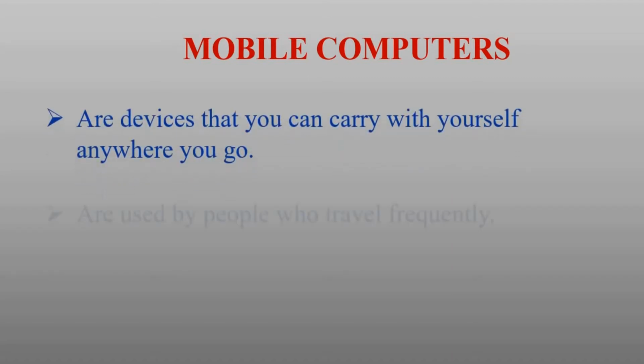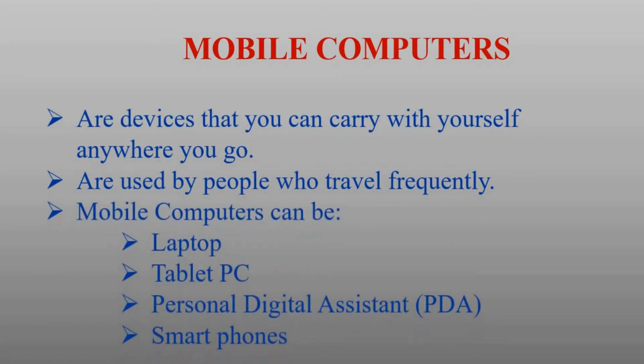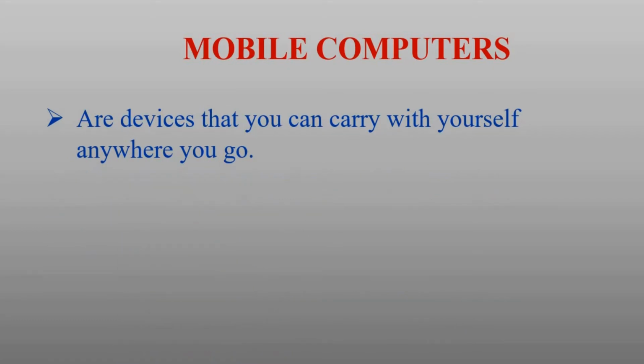So what about our mobile computers? Unlike desktop computers, mobile computers can be carried with you anywhere you go, right? Wherever we want to go, if we want to work with our computer, we can carry it with us, right? The computers that come under the category of mobile computers can be a laptop or a tablet, or a personal digital assistant, or even a smartphone, right? So this is about your mobile computers. Let's explore laptops, tablet PCs, personal digital assistants and smartphones, right?